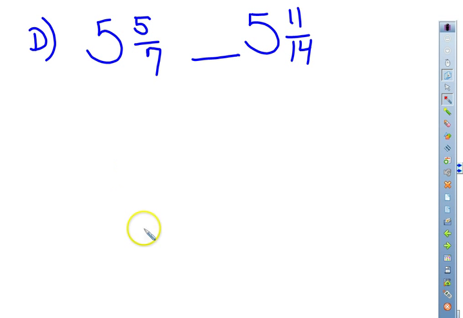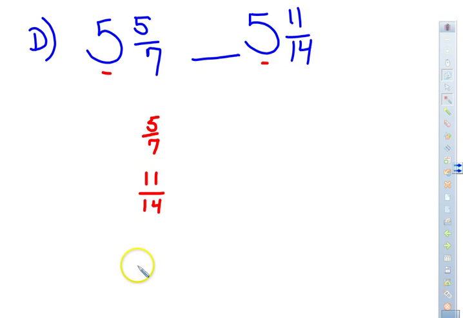Now go ahead, we have mixed numbers. Obviously on a mixed number, if the whole number itself of one is greater than the other, then obviously we don't even have to look at the fraction because the whole numbers are going to tell the tale. However, they are the same, so now let's just look at the fraction itself. So 5/7 and 11/14. So go ahead and do that.